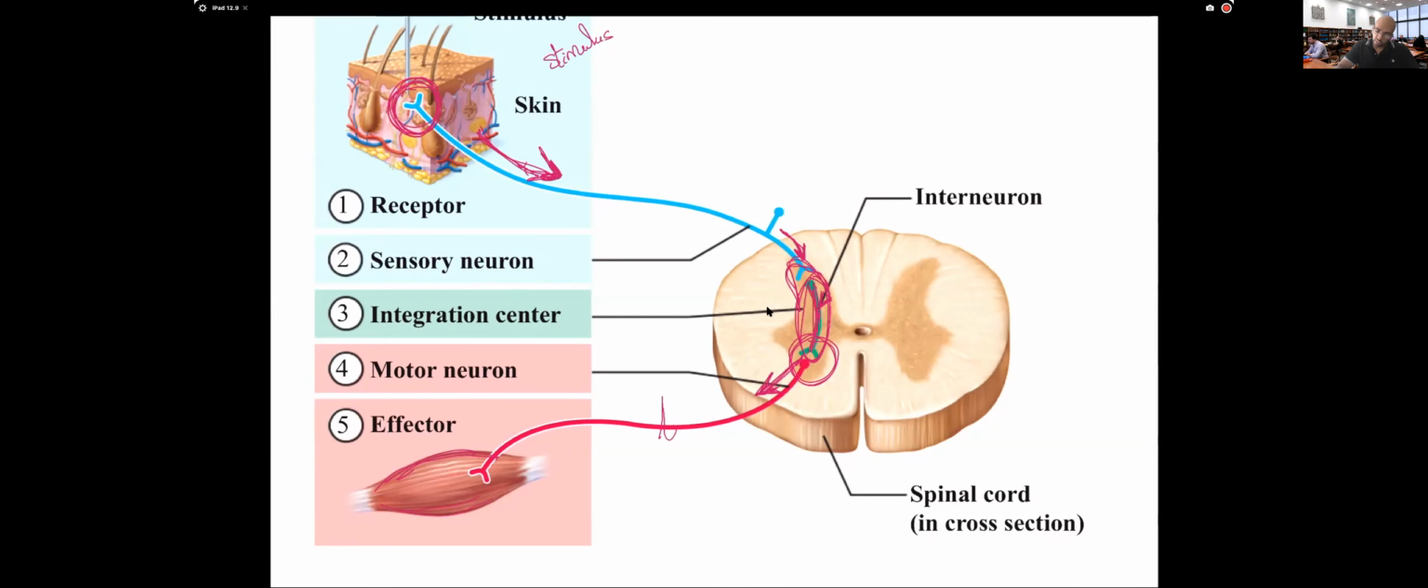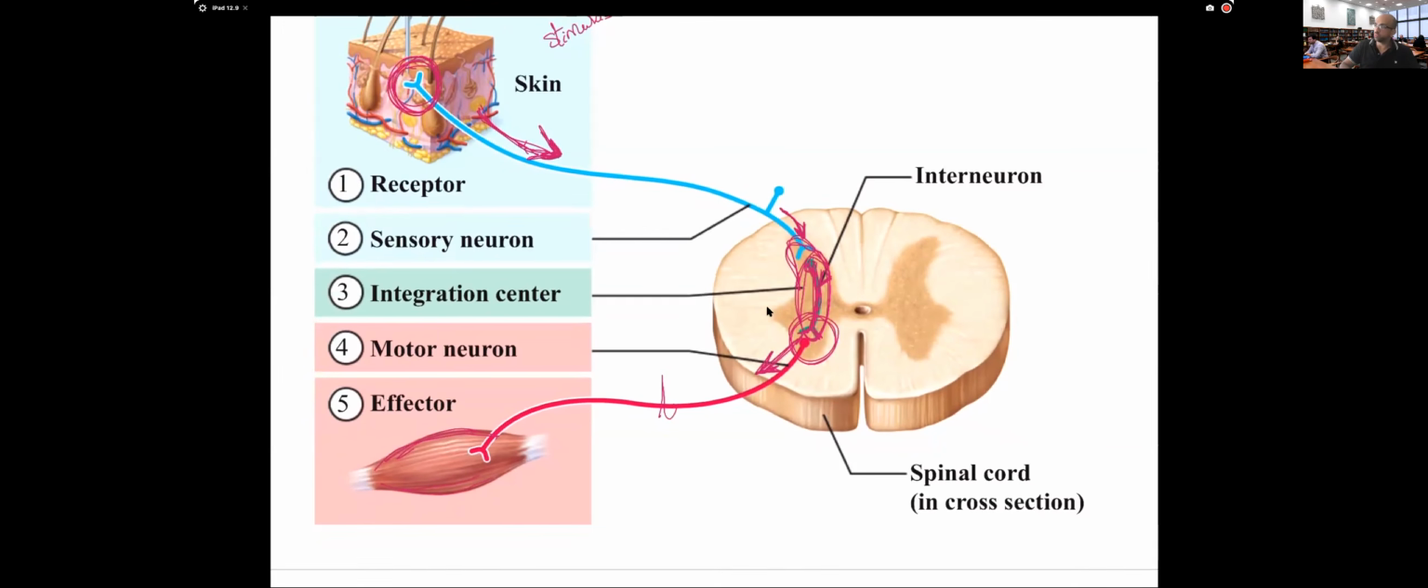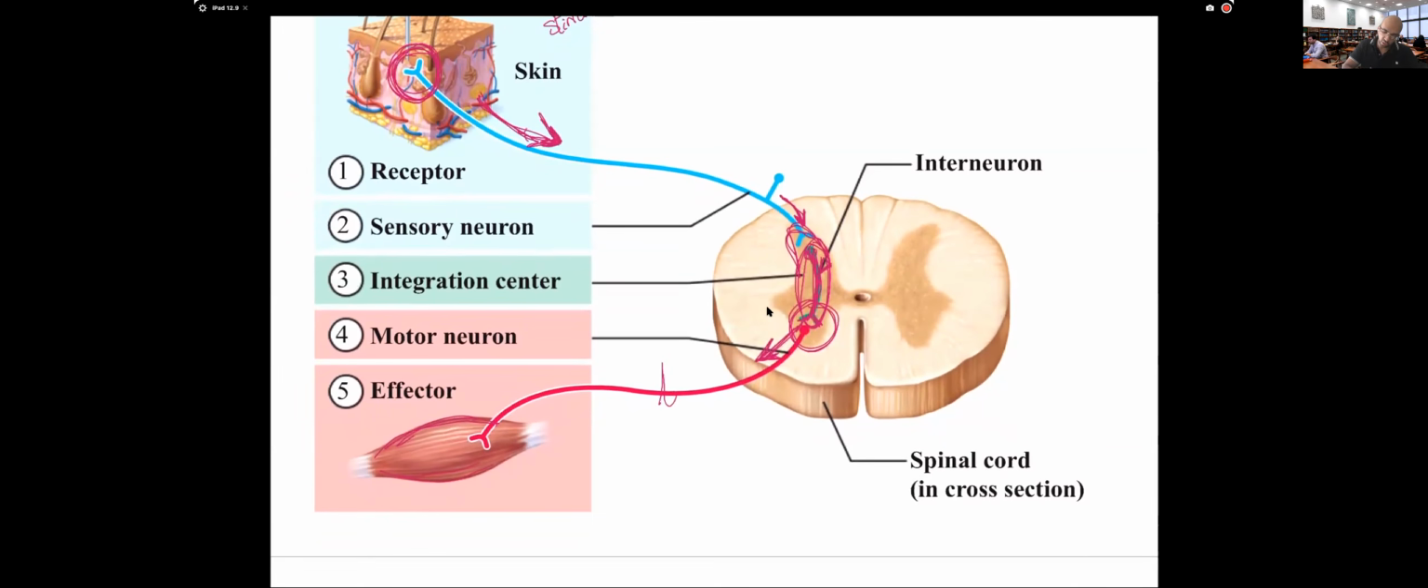Interneuron will allow the connection between the nerve cell and the motor cell. Motor cells, in response to the stimulation of the interneuron, will send out electrical signal to the muscle for you to contract. And as you contract your muscles, you're going to be pulling your hand away from this hot surface.